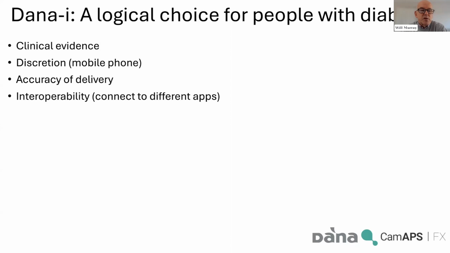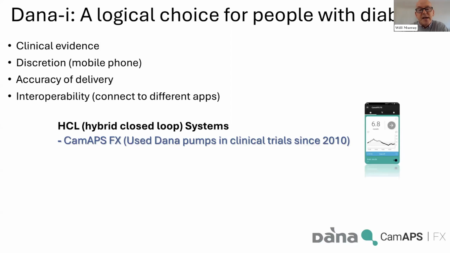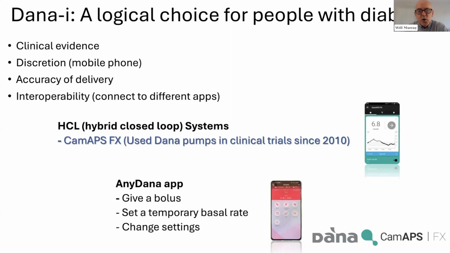I've got a little bit more to say about accuracy of delivery. There's a slide later on, I'll talk about that. And when we use the word interoperability, we just simply mean that it connects to different apps. But the focus of today is obviously CamAPS FX, the hybrid closed loop system. But we also have an app called the Dana app. So for anyone who doesn't have access to CamAPS or decides they don't want to use CamAPS, they can still manage their pump fully from a mobile phone. They can give a bolus, deliver a bolus comfortably from the phone, use a temporary basal rate, set it up, or change settings.